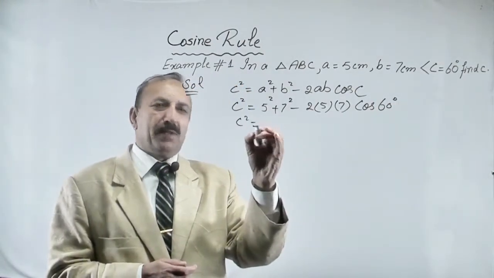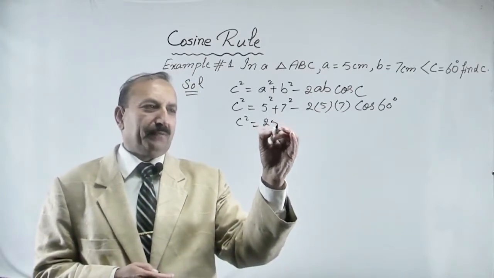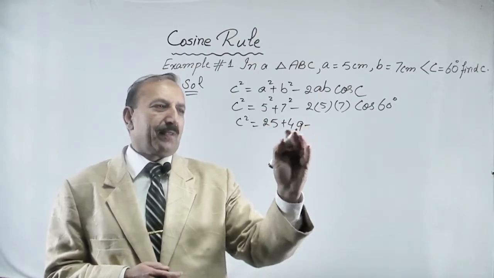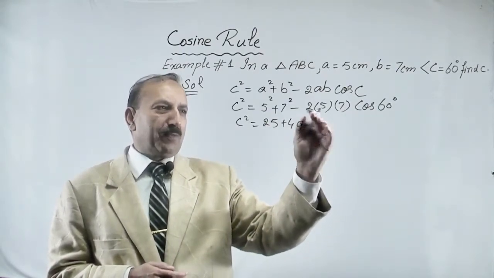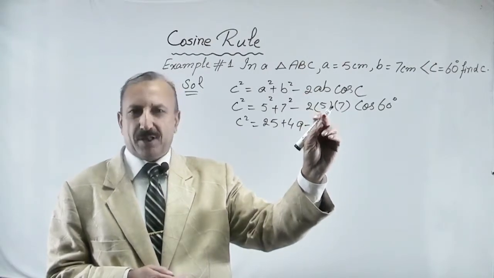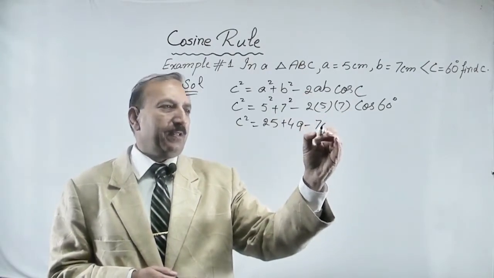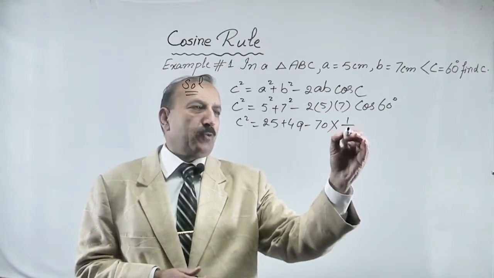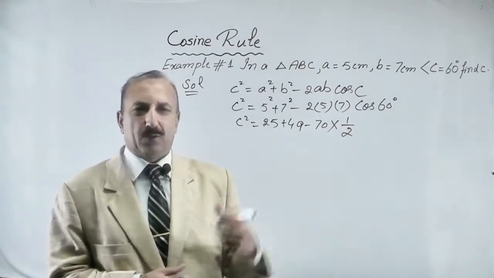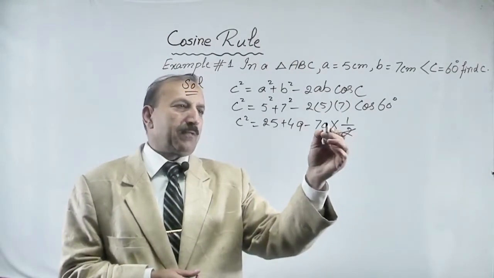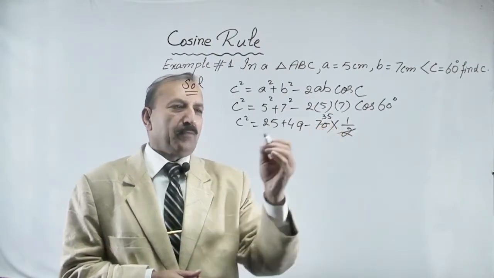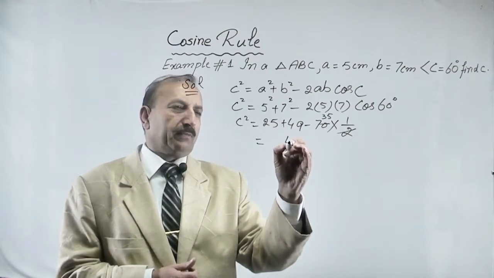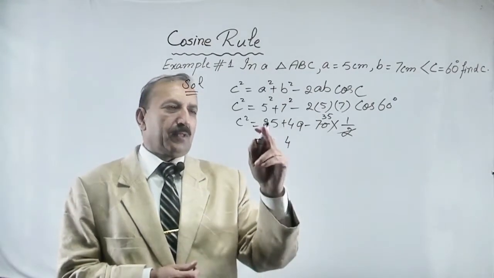So C squared will be equal to 25 plus 49 minus, let's multiply these three digits. 2 times 5 is 10 and 10 times 7 is 70, and the value of cosine of 60 is 1 over 2. This is 0.5, my dear. You can check from a calculator. Now let's reduce this, we got 35 here. So let's sum up these two values: 5 plus 9 is 14, carry 1, this is 2 plus 4, 6 and 1.